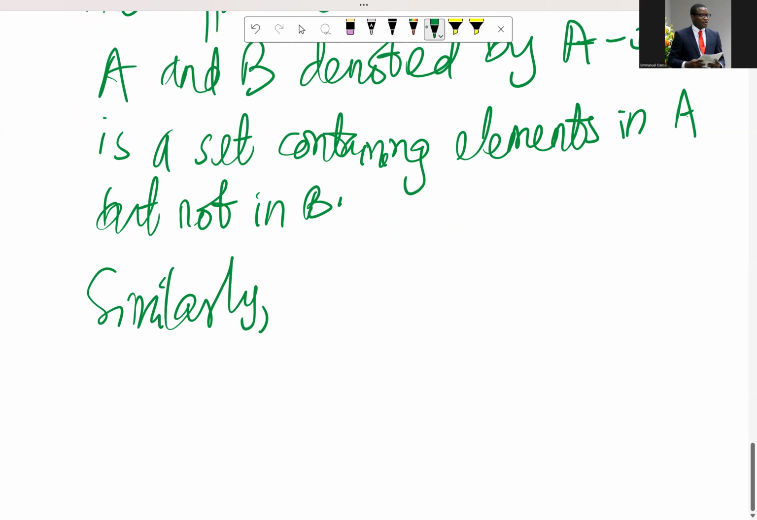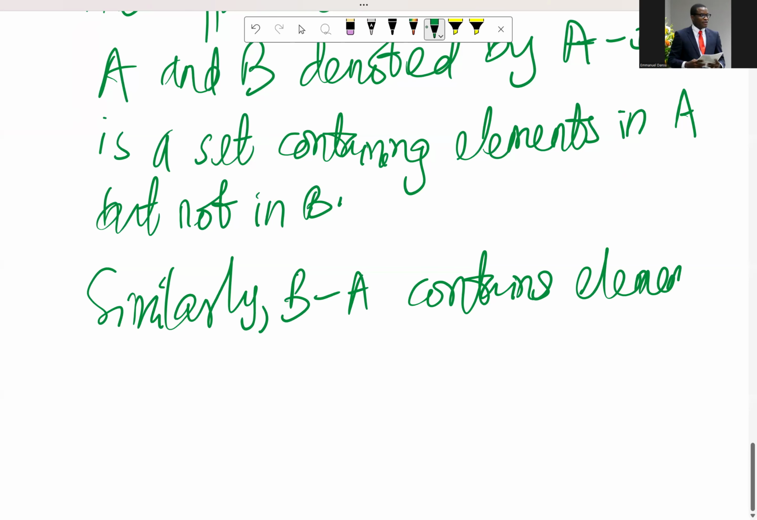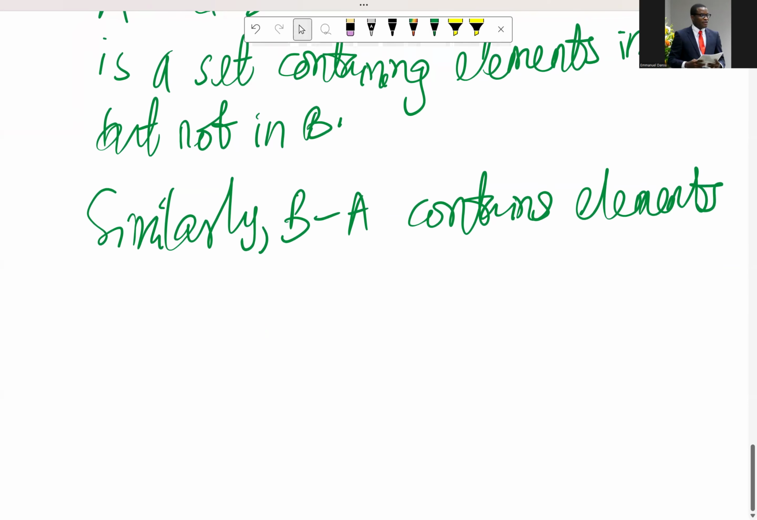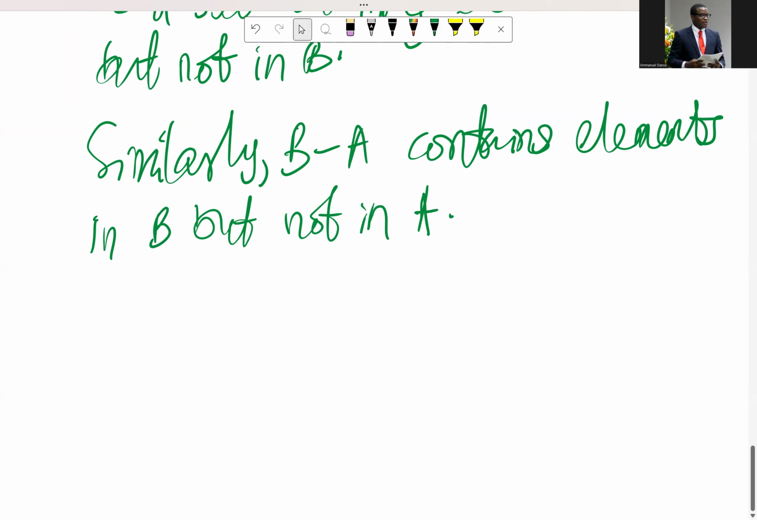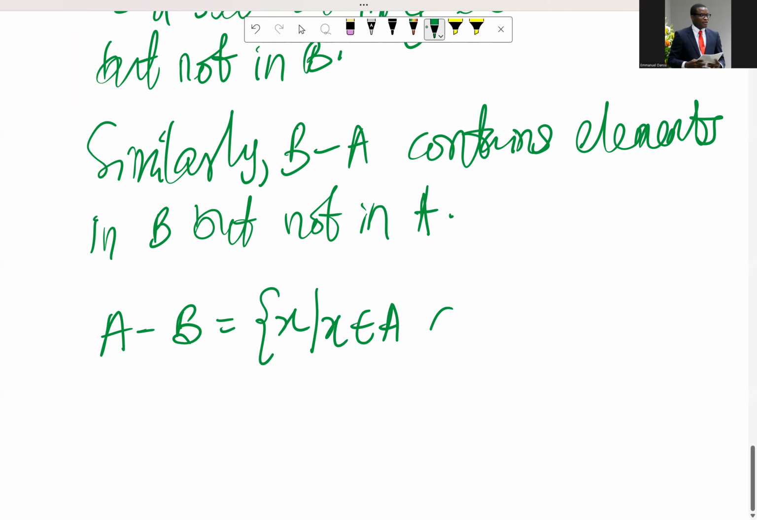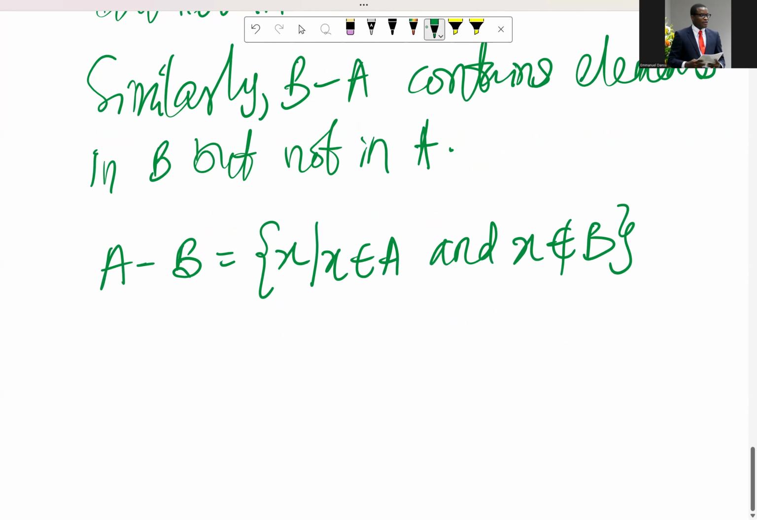Similarly, B minus A contains elements in B, but not in A. Of course, you've seen the notation already: A minus B is the collection of all x such that x belongs to A and x does not belong to B. X is an element of A, but it's not an element of B.